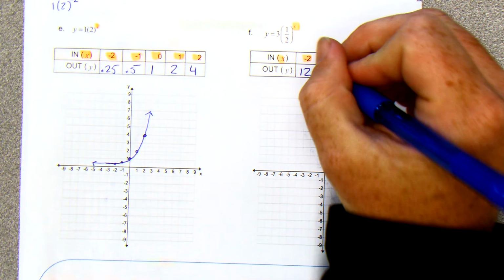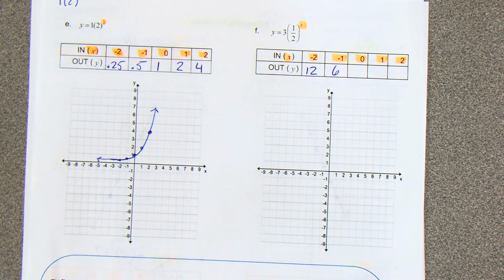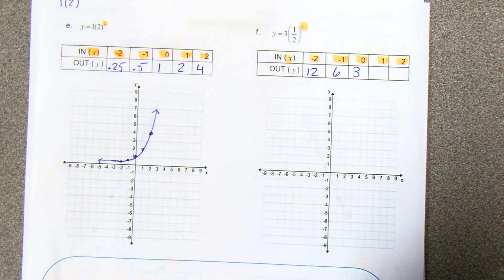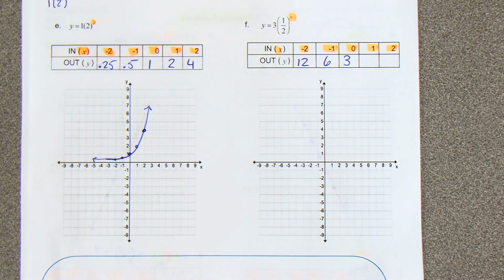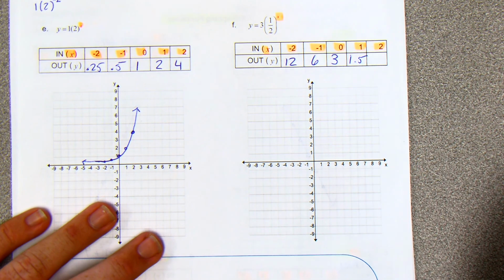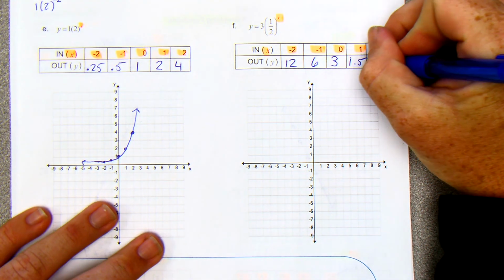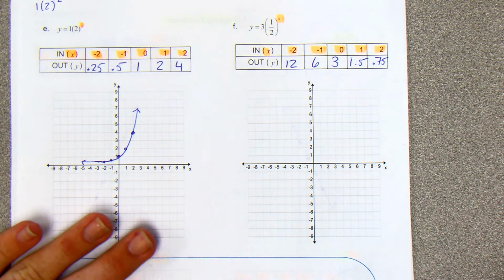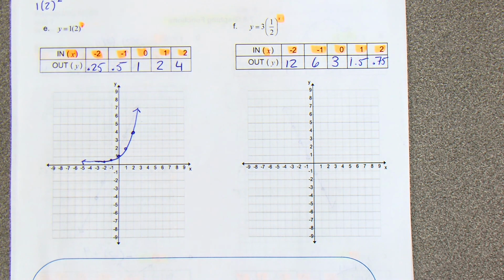So I have -1, 6. With a 0, my y would be 3. So I would do 3. With a 1, I get another decimal. It's going to be 1.5. And with my 2, I get 0.75. Okay. Now that I have all these down, I want to start graphing so I can graph these different points.